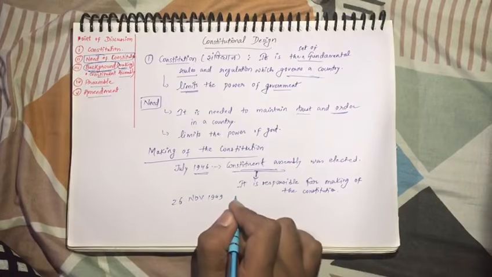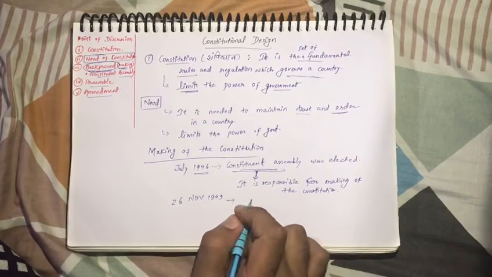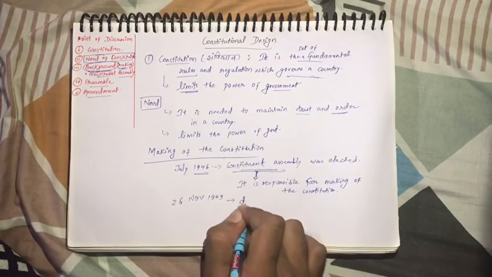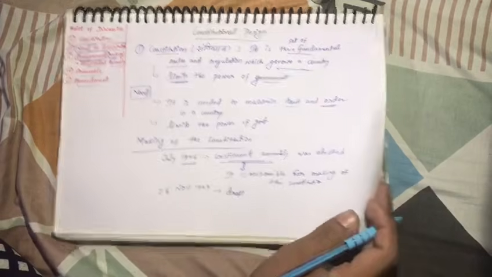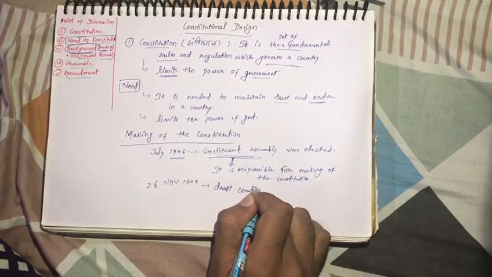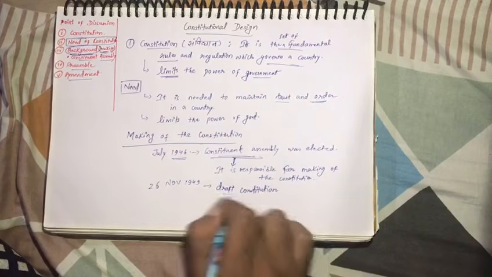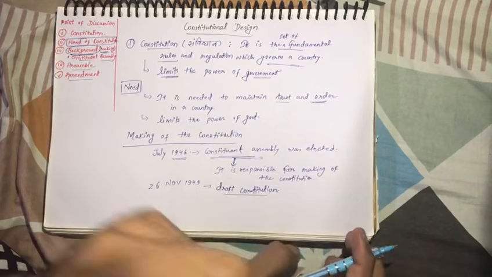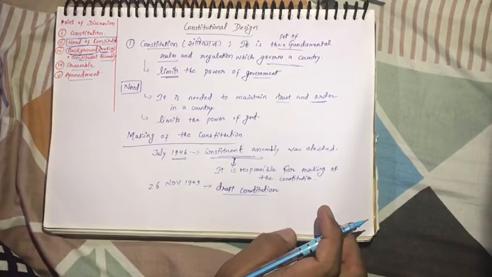So in 1949 the draft constitution was made. What is a draft constitution? It was the overview of the constitution that was prepared by our leaders, the members of the Constituent Assembly.